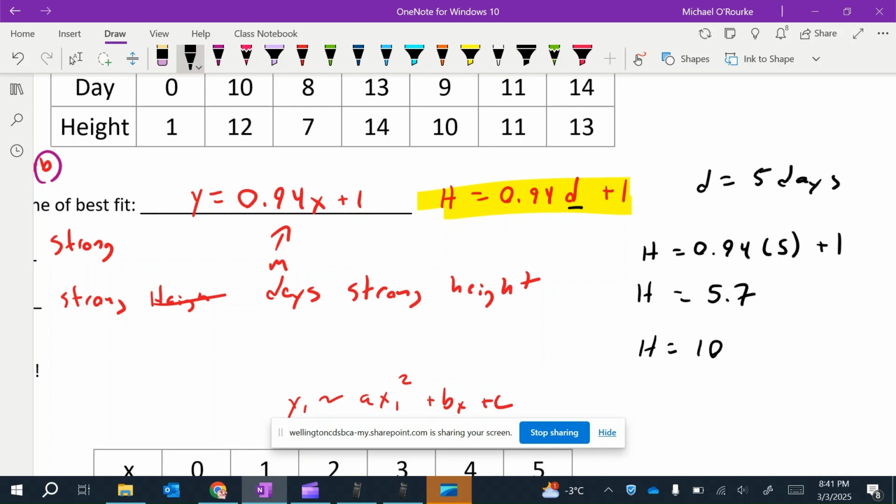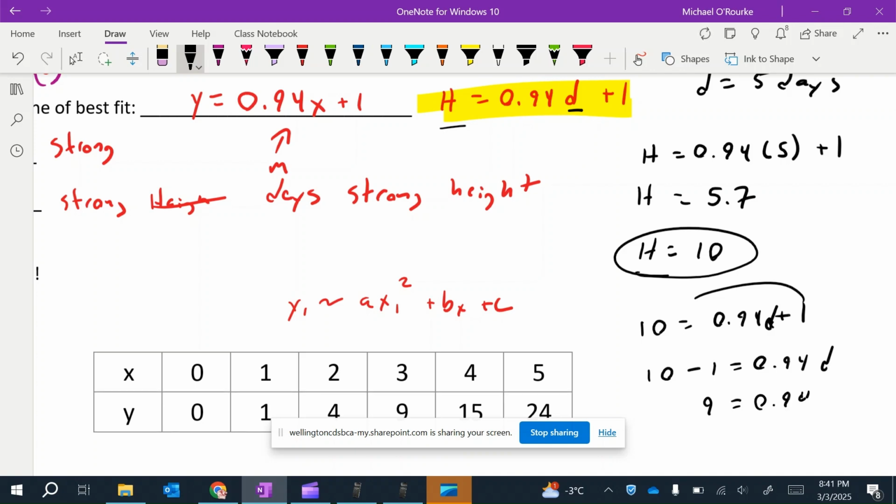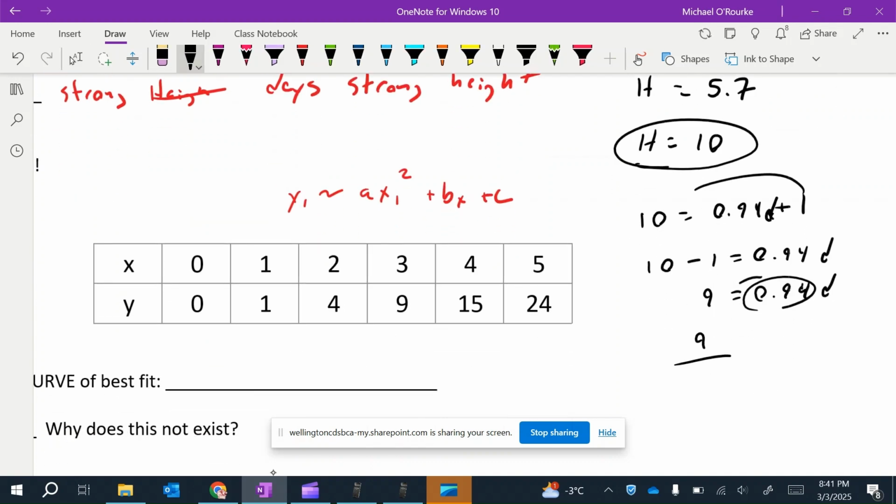But I have to say, okay, when's the plant going to be 10 centimeters high? And then I just do the opposite. This is going to go in for our h value. So 10 equals 0.94d plus 1. That was d for days. Move that over. 10 minus 1 equals 0.94d. 9 equals 0.94d. Move that over. Becomes a divide. 9 divided by 0.94 equals d. So 9 divided by 0.94. So at 9.6 days, that's when our plant should be 10 centimeters high.